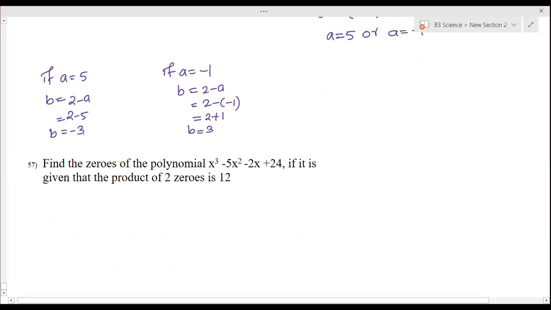Try this question. Ma'am, in this question, I figured out how to get the value of the third zero, but in case of finding the value of the first two zeros, should I have to use the first equation or the second equation? Use the first equation. One? Okay, ma'am.